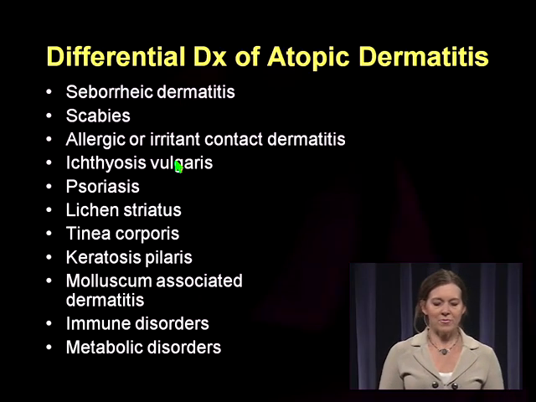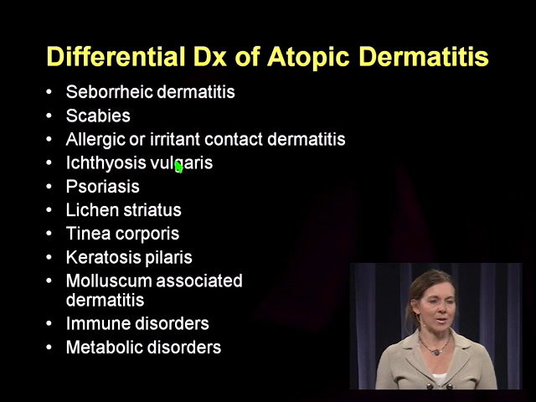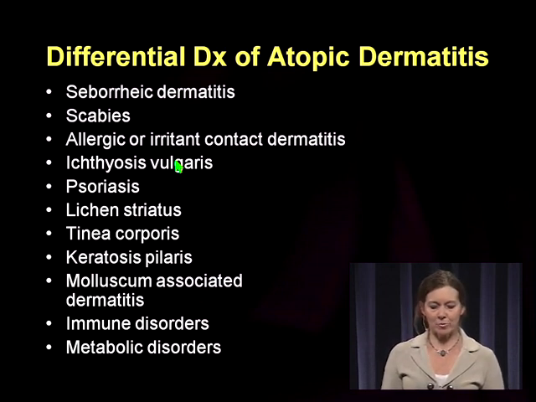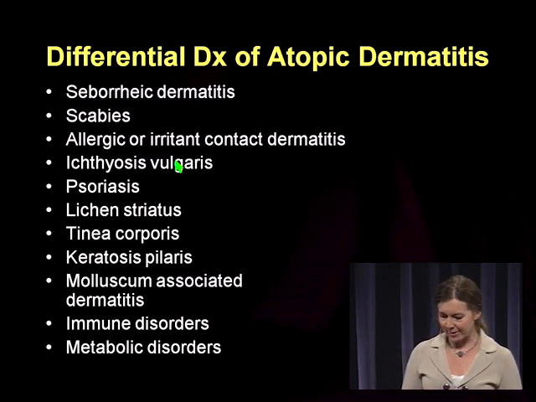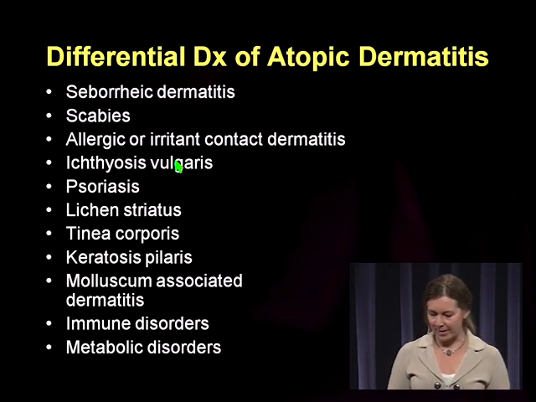And then just, we've mentioned already seborrheic dermatitis, especially in infants, is sometimes tough to differentiate from atopic dermatitis. This is a list of some of the other things I'm going to now show you some photographs of and talk about what some of the characteristic differences are between these conditions that are occasionally confused with atopic dermatitis.